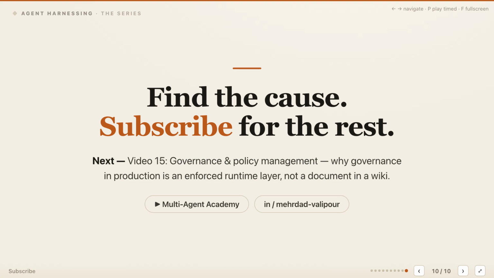Next is video 15 on governance and policy management, where governance becomes an enforced runtime layer instead of a document sitting in a wiki. Policies only matter in production when the harness applies them during execution.